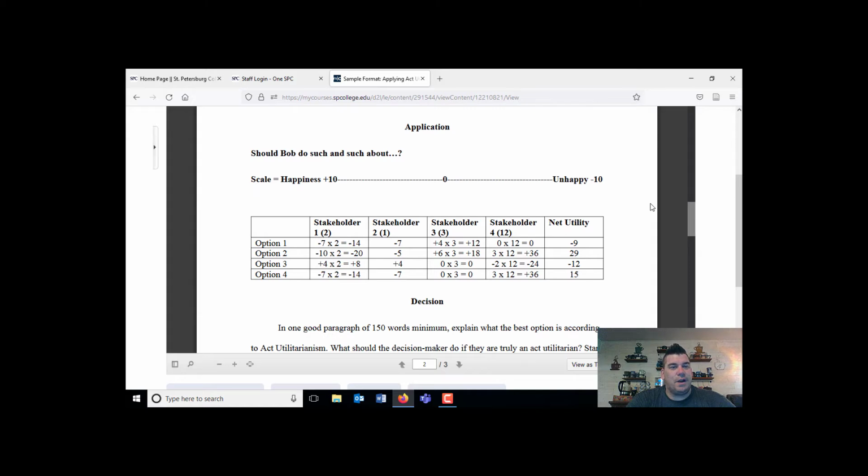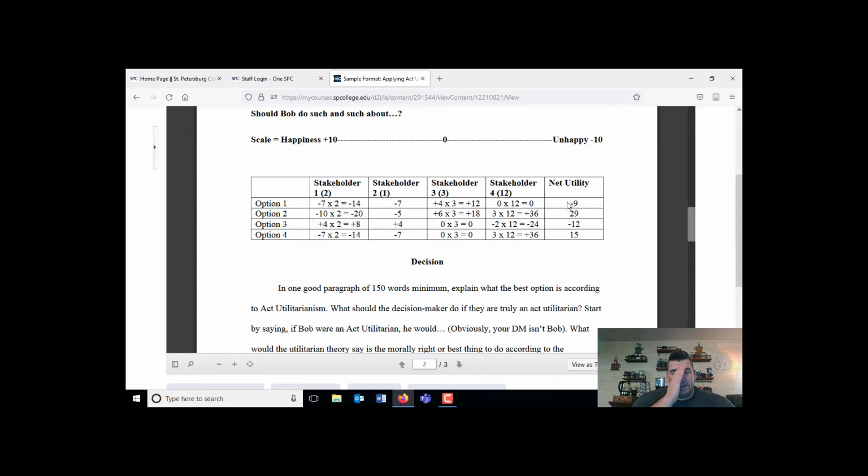For the application process, what you want to do is start by presenting your main moral issue, and that's the should or what should question that you came up with in the previous week's assignment. So whatever you decided Barry should do about getting vaccinated in that question, that goes right here, okay?